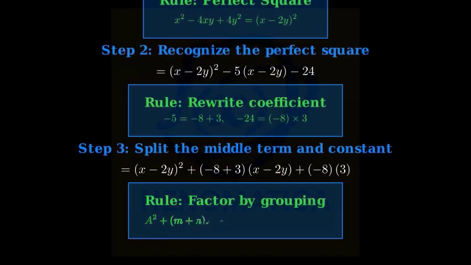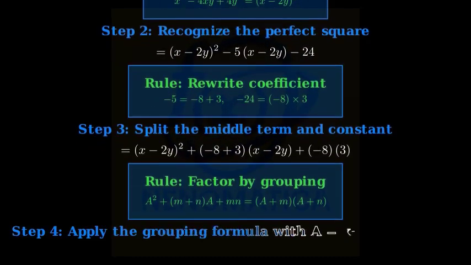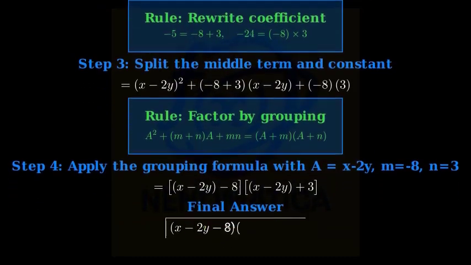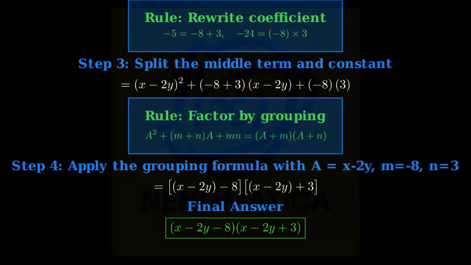We've now set up our expression in a form that matches the pattern a squared plus (m plus n) times a plus m times n, which factors as (a plus m)(a plus n). In our case, a is x minus 2y, m is negative 8, and n is 3. Let's apply this factoring formula to complete our solution. Therefore, our factorized expression is (x minus 2y minus 8)(x minus 2y plus 3). This is our final answer.